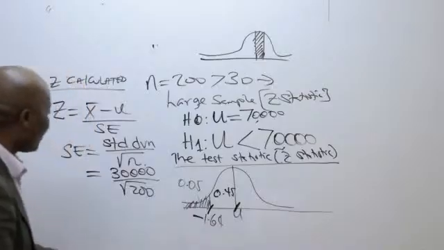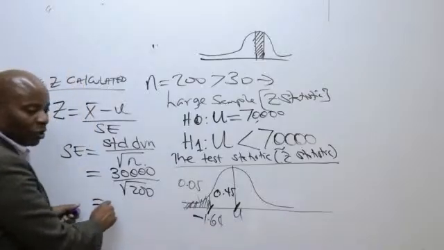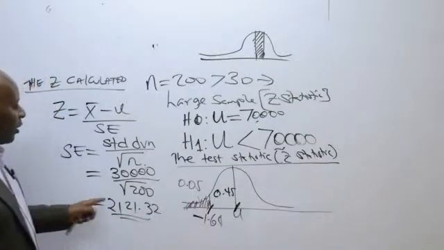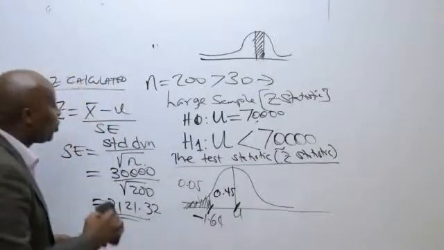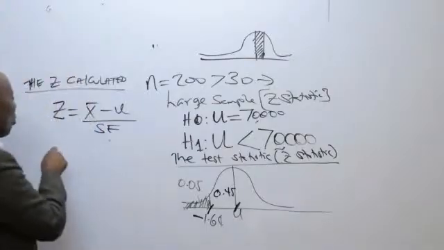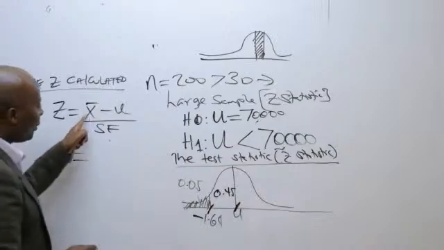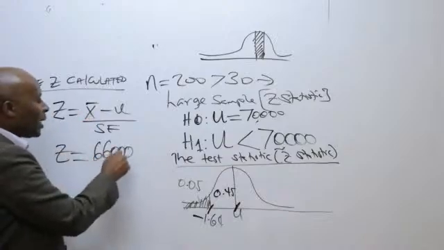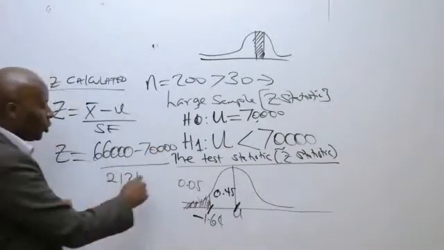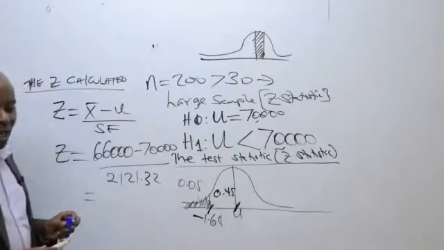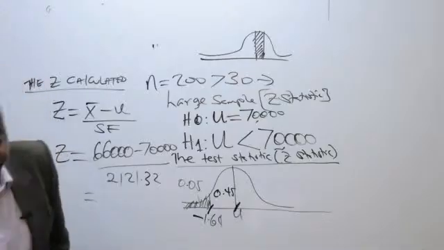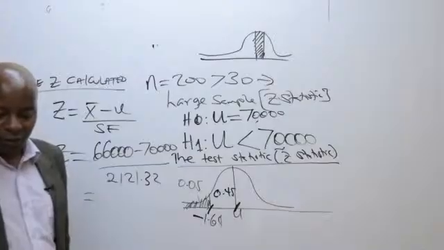All of them, ladies and gentlemen, are able to give me a great figure of 21.32. What a beautiful figure. Now, having gotten this 21.32, come here right away and give me the z-score. So my z-score is the sample mean, 66,000, minus the mean of 70,000, all over 21.32. Could you kindly give me this z value? My z value will be equal to what?